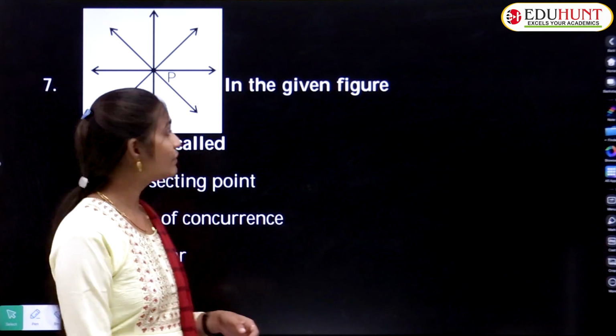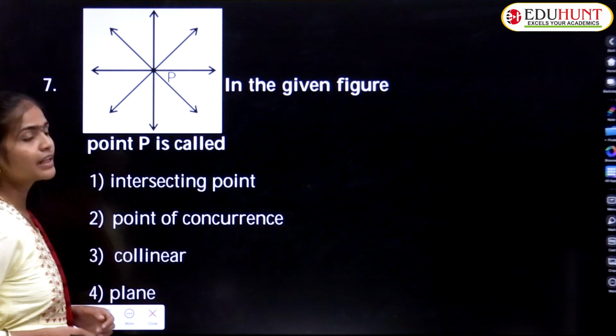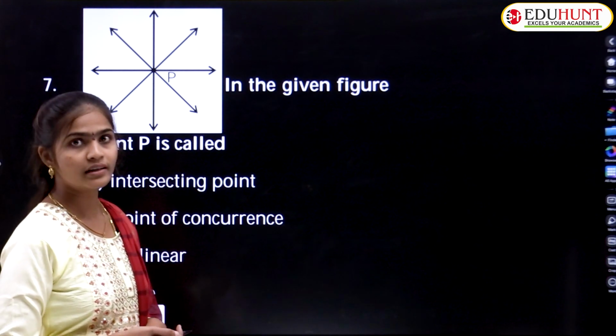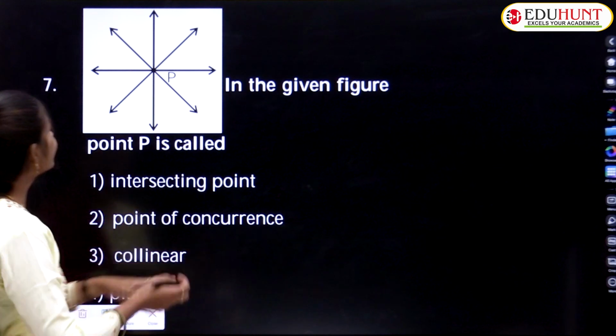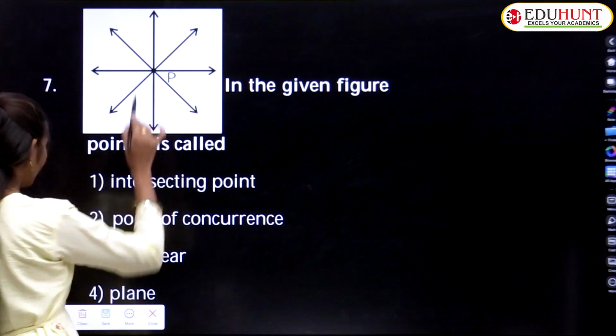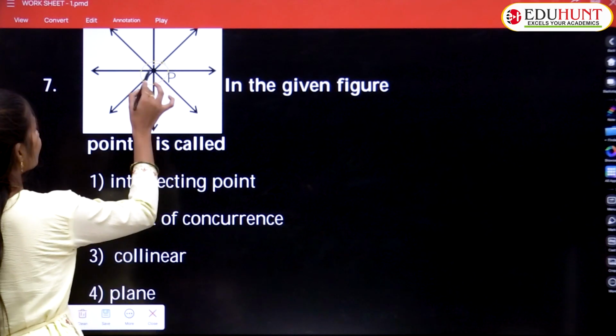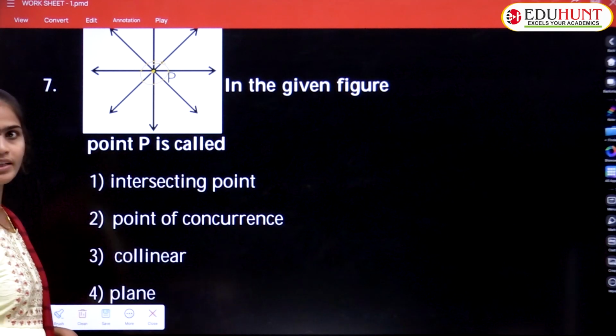So here question number 7, what is that? In the given figure, point P is called. Okay, just observe the figure here. Here point P is called. What will we call that point? Here one point is there, no? So what will we call that point?